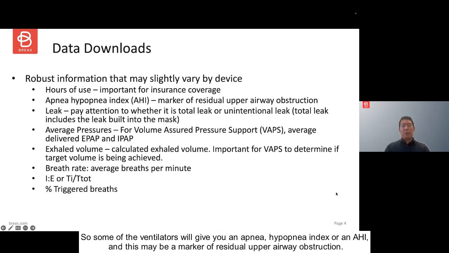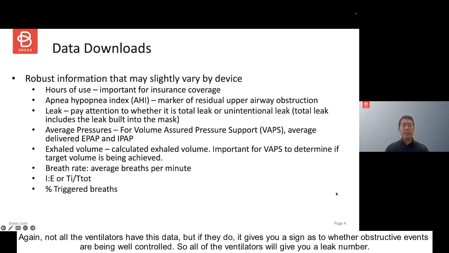So some of the ventilators will give you an apnea-hypopnea index or an AHI, and this may be a marker of residual upper airway obstruction. Again, not all the ventilators have this data, but if they do, it gives you a sign as to whether obstructive events are being well controlled.